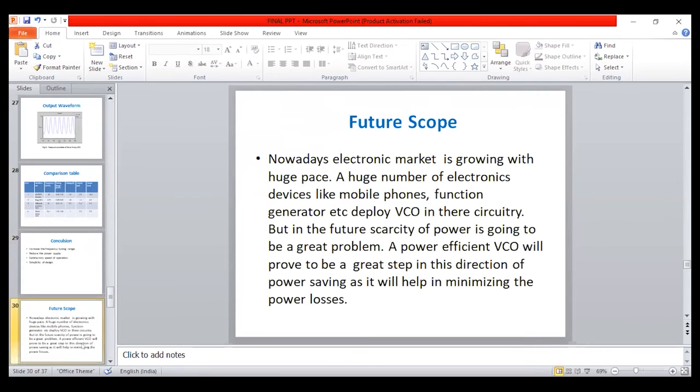Future scope: nowadays the electronic market is growing hugely. A huge number of electronic devices like mobile phones, function generators, etc. are deployed with the help of VCOs. But the shortage of power is going to be a big problem. Power efficient VCOs will prove to be a great step in this direction of power saving, as they will help in minimizing power losses.